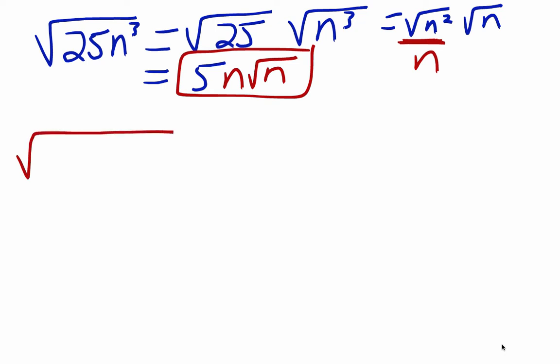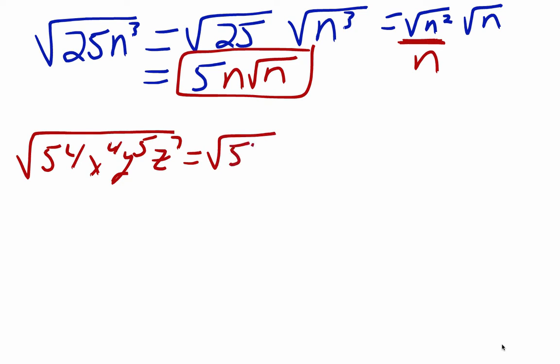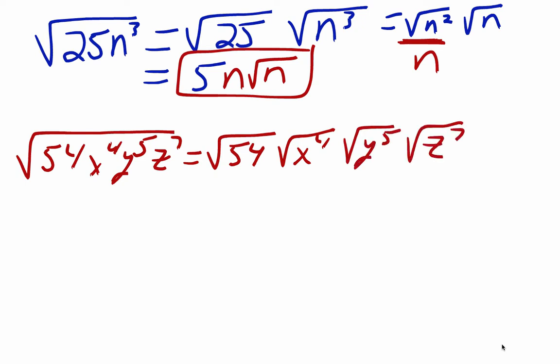So let's say I had square root of 54 x to the fourth, y to the fifth, and z to the seventh. Well, we can separate each one of them: square root of 54, square root of x to the fourth, square root of y to the fifth, and square root of z to the seventh. So we're looking for a square root. Let's see if the 54 has a perfect square in it. That means something times itself would be a perfect square, since we're square rooting.